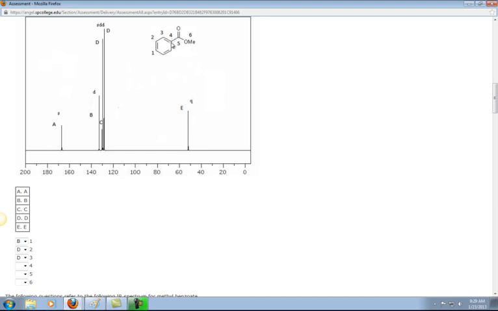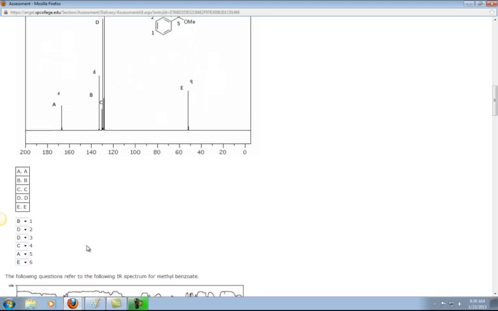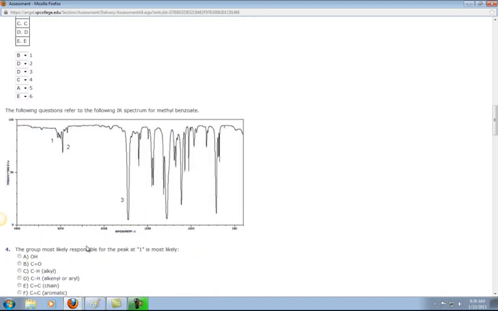And next we can look at 4, and 4 would be a singlet, and it would be a singlet that's in the aromatic region, so that's going to be C. 5 will be a carbonyl, which is going to be down in this region, that's going to be A. And then we've got the methyl group, which is going to be down here, and that's going to be E. Alright, so that's how you handle those kinds of assignments.